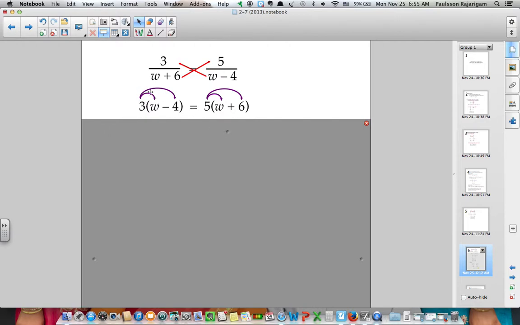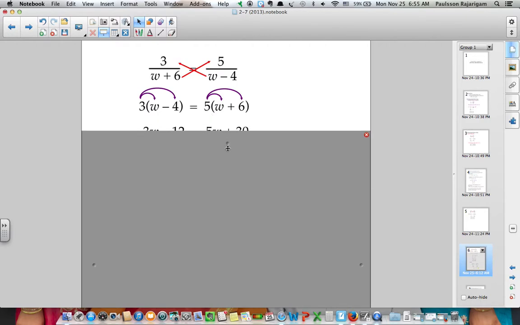I'm going to distribute the 3 to the w and 3 to the negative 4, and then 5 to the w and 5 to the 6. So 3 times w will give me 3w. 3 times negative 4 will give me negative 12. And on the right side, I should get 5w plus 30. All right.